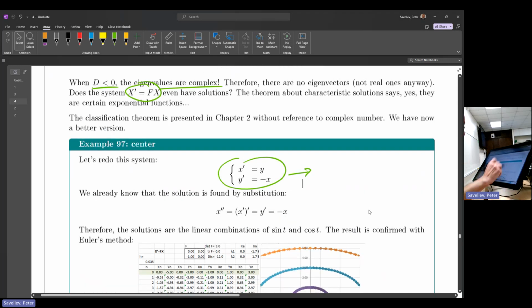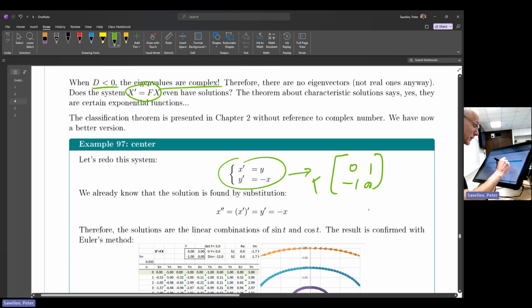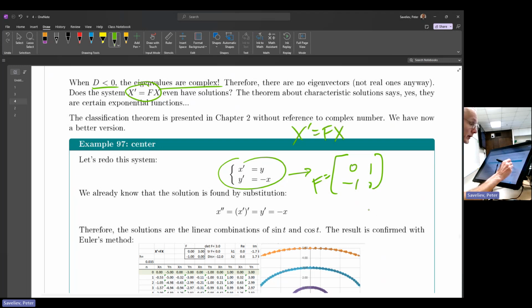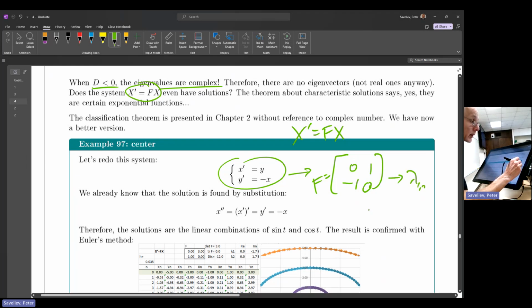So my matrix is 0, 1, negative 1, 0, which we did last time, right? So that's my f. We write this as x prime is equal to fx as before. The matrix is 0, 1, negative 1, 0. We know its eigenvalues are plus or minus i. We already knew that.